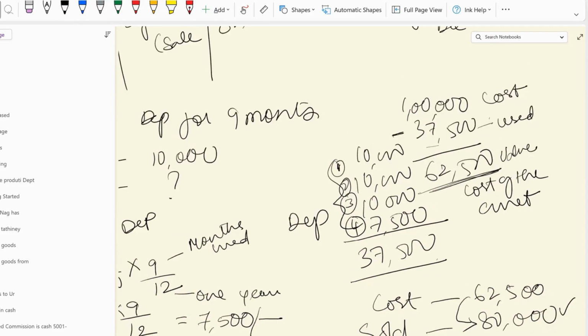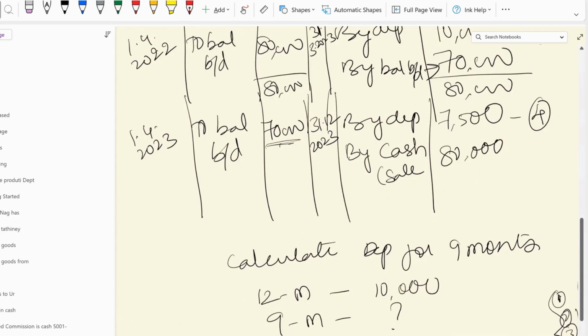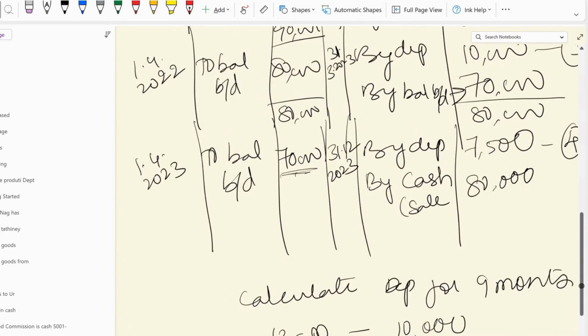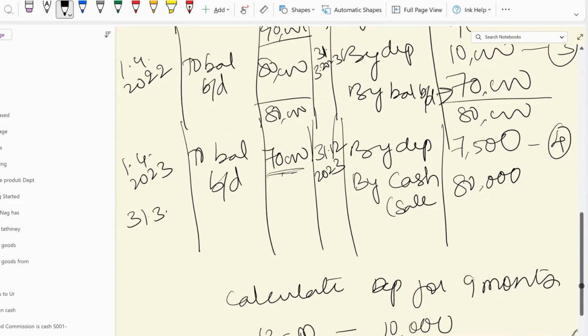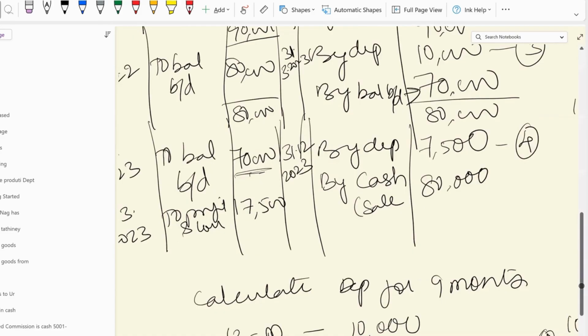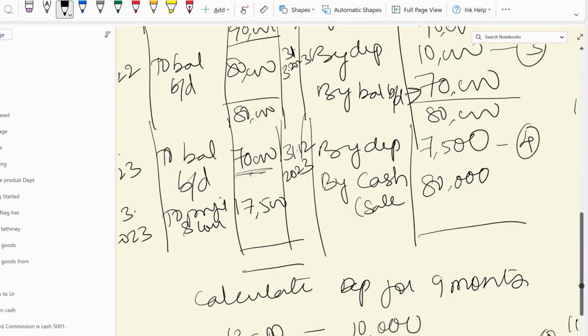Now, if you get a loss, you will write it on this side. If you get a profit, you will write it on this side. So on 31/3/2023, to profit and loss account, you got a profit of 17,500. Now you check whether the totals are tallied. 87,500.